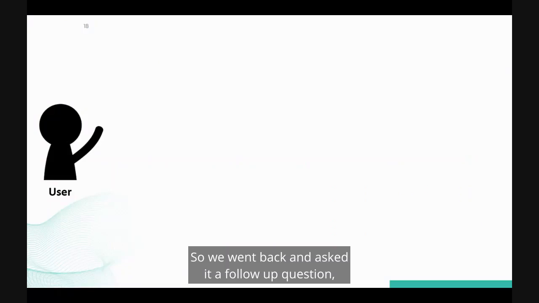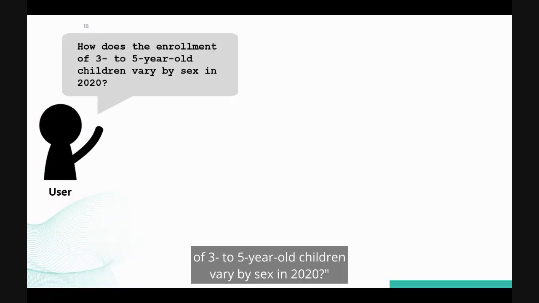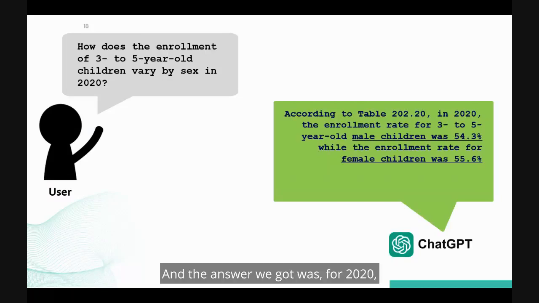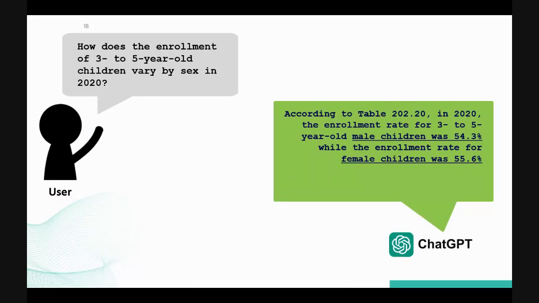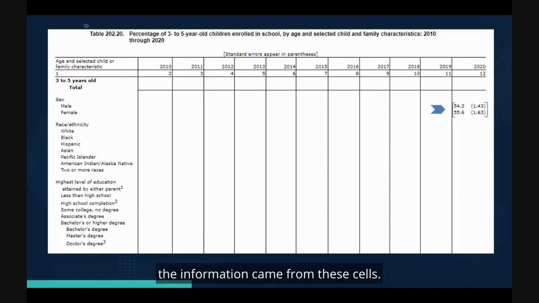So we went back and asked it a follow-up question, which was, how does the enrollment of 3 to 5-year-old children vary by sex in 2020? And the answer we got was, for 2020, male children was 54.3, female children was 55.6. And this was correct. And you can see it in the simplified version of the page. The information came from these cells.